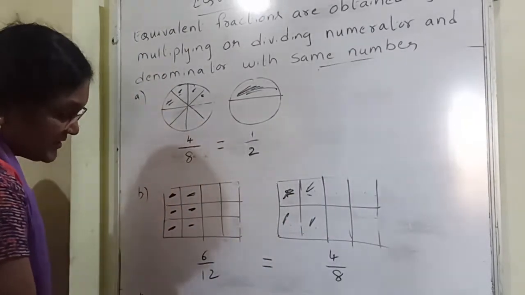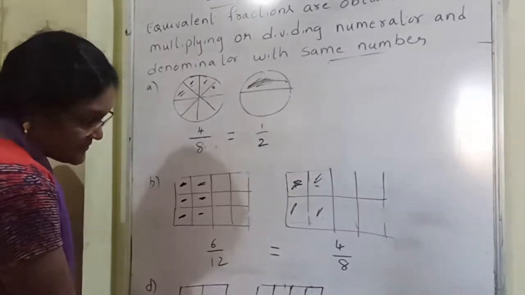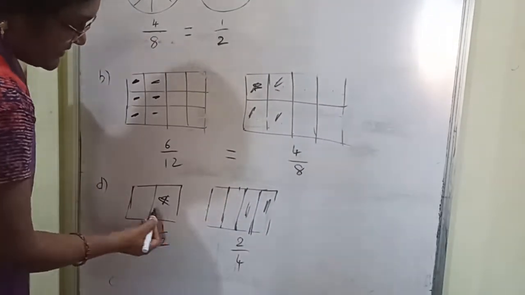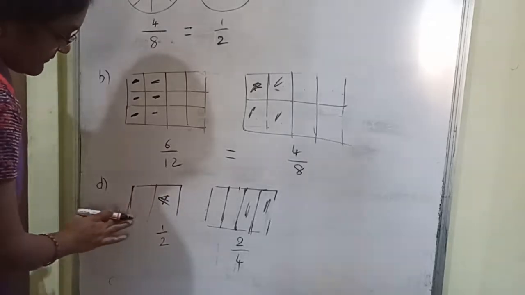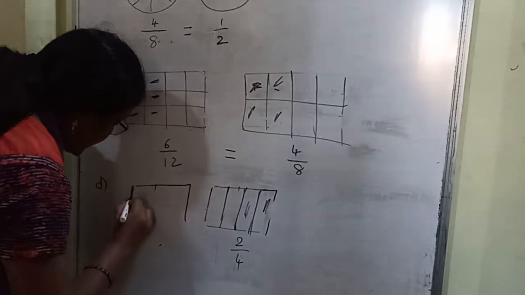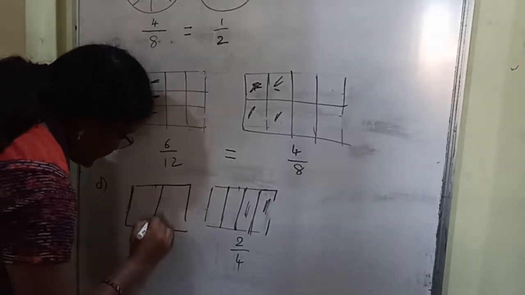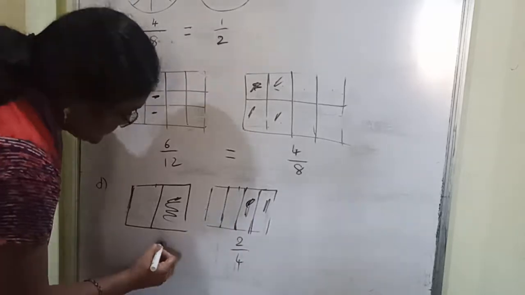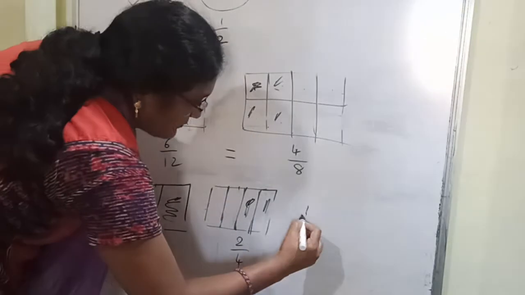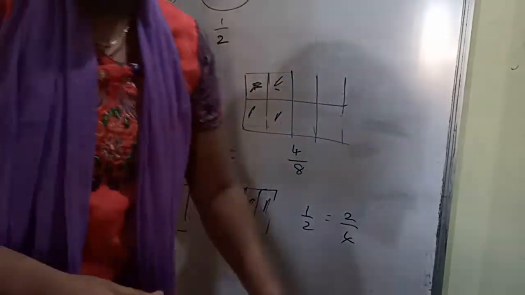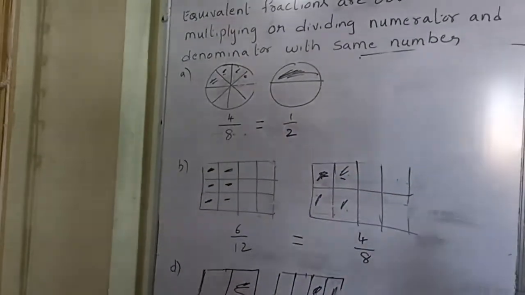Here you see this figure. This has been divided into two equal parts. So 1 of 2 is shaded, so 1 by 2. Here it has been divided into 4 equal parts. Assume it is the same figure. I have written it a little bit big, but it's the same size and same thing. So here two parts are shaded, 2 by 4. This is 1 by 2. So 1 by 2 is also equal to 2 by 4. So now you understood equivalent fractions. Let us solve a few problems.